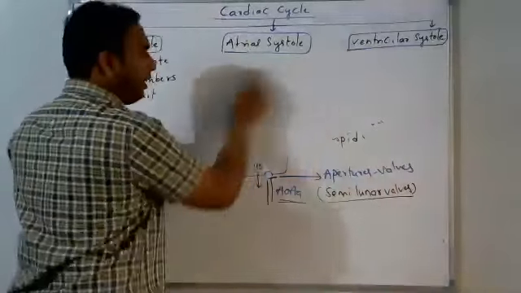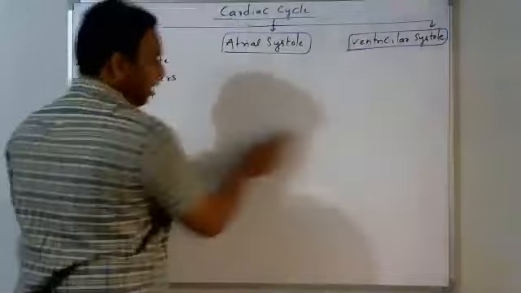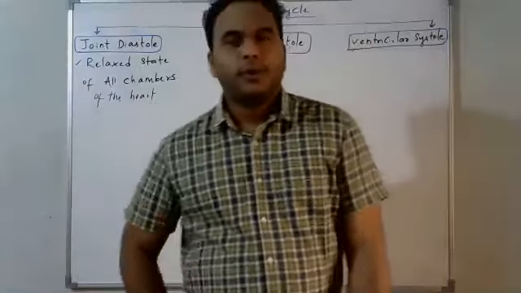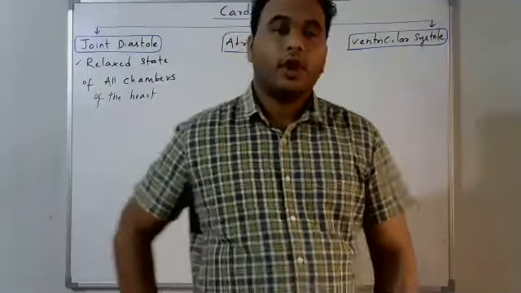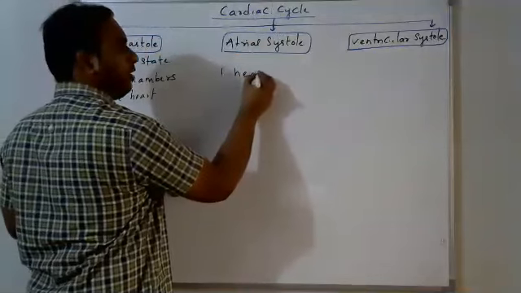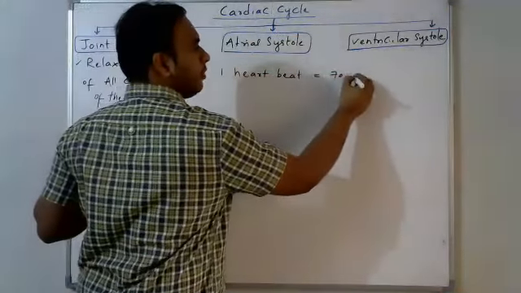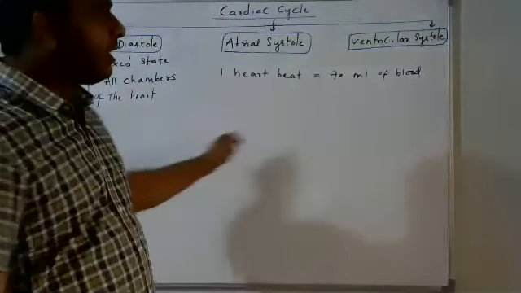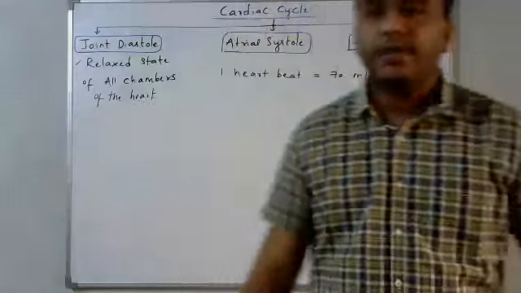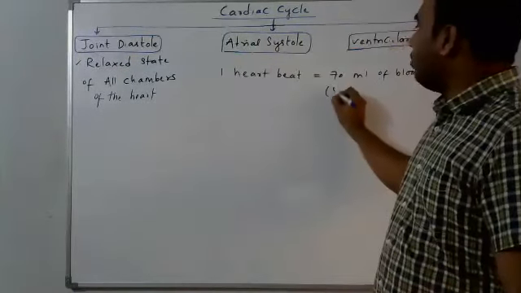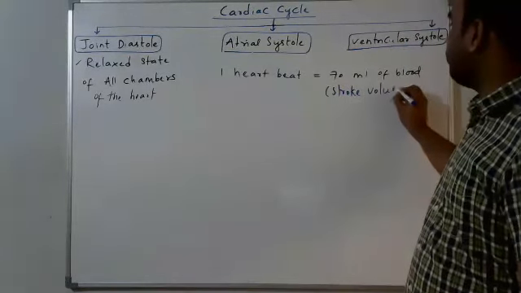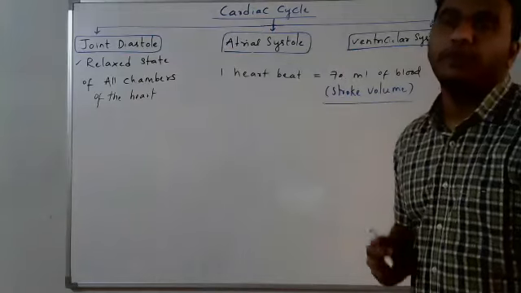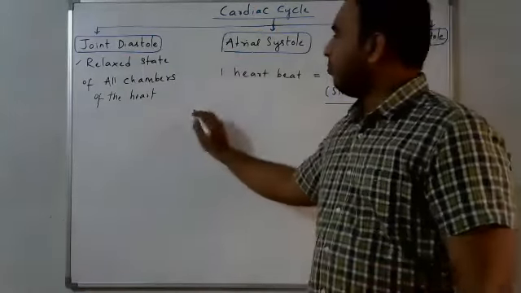One complete heartbeat includes contraction and relaxation. One heartbeat pumps out almost 70 ml of blood. This volume is nothing but stroke volume. One heartbeat pumps out 70 ml of blood; this is called stroke volume. And coming to cardiac output.